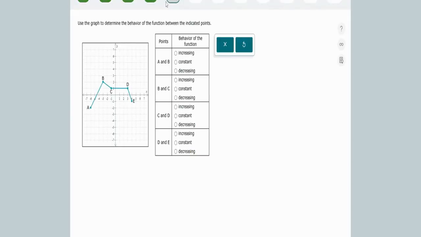Number 5. On this one, we're going to type the word that describes the behavior of the graph between the 2 given points. Between A and B, it seems to be going up, so that would be increasing. Between B and C, it's trending downward, so that would be decreasing. Between C and D, that would be constant. And between D and E, it's also decreasing.